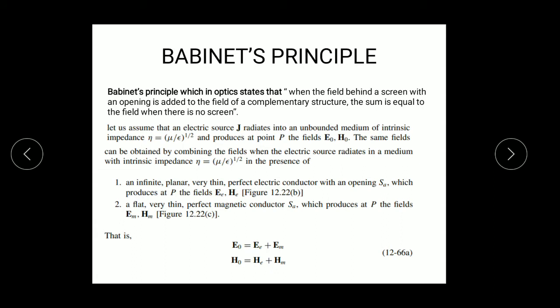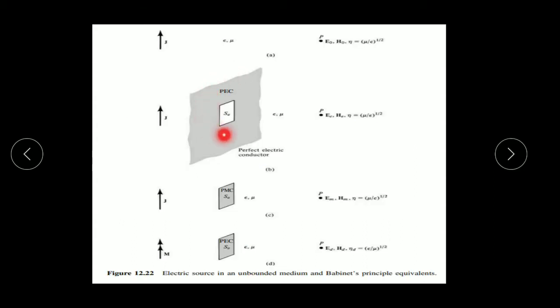The same field can be obtained by combining the fields when the electric source radiates in a medium with intrinsic impedance eta in the presence of first, an infinite planar, very thin, perfect electric conductor with an opening as an aperture. This produces at point P the fields E_e and H_e, and this is the impedance.